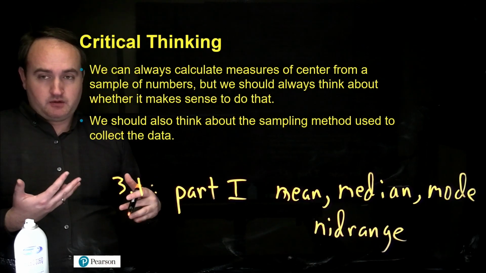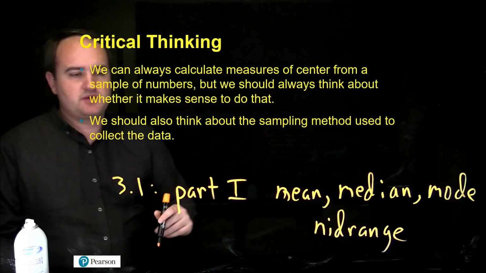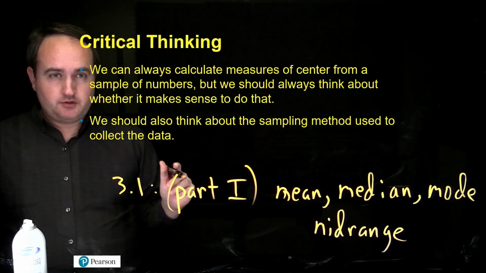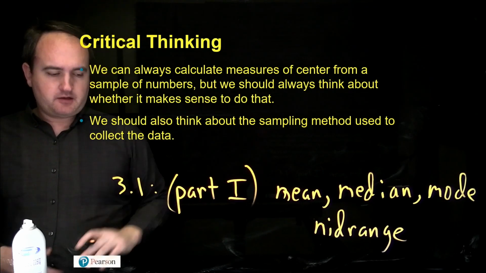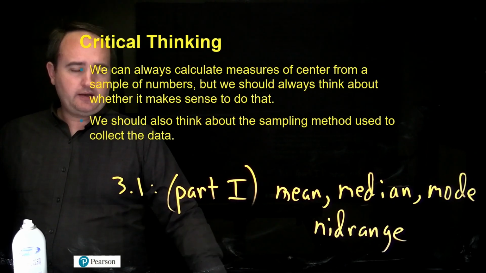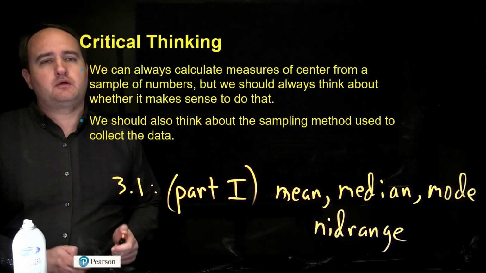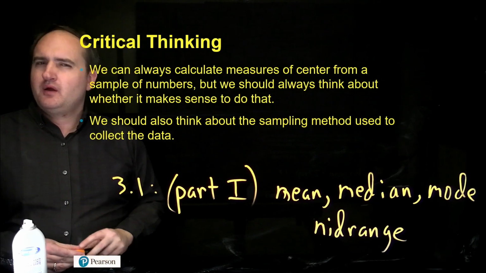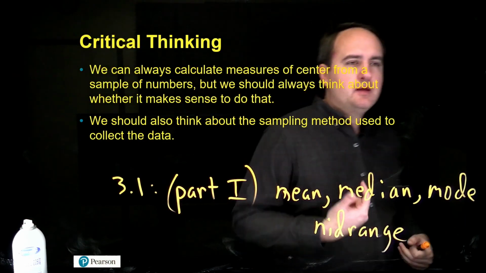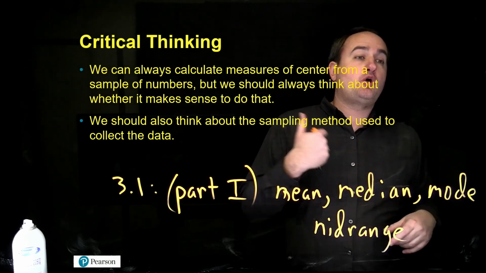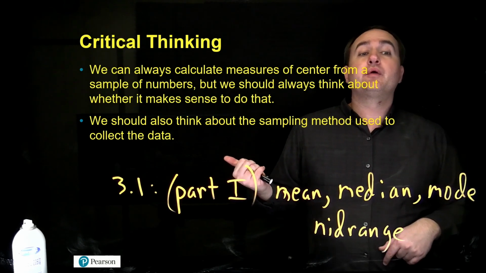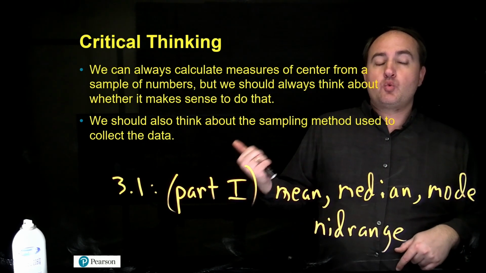Now in my next video on the same section, it's going to be 3.1 part 2. We're going to take a look at the rest of these slides, which are going to talk about, first of all, the critical thinking of whether these measures of center are actually useful in the real world based on what data we're gathering. And then also, the other thing we're going to learn about in the next video is calculating a weighted mean.